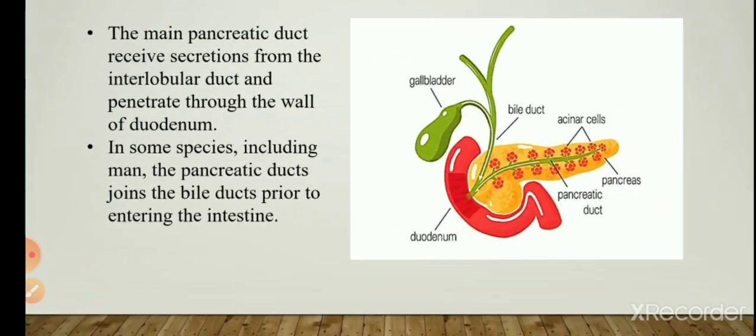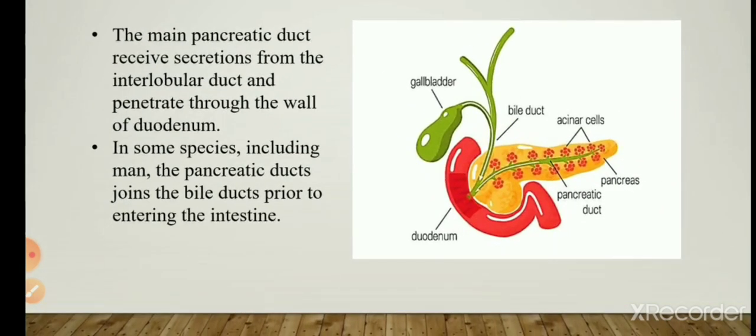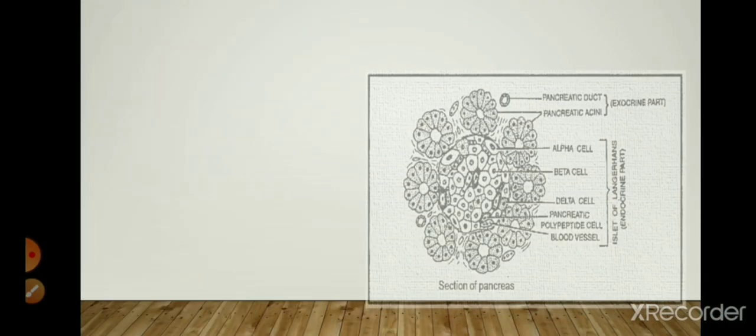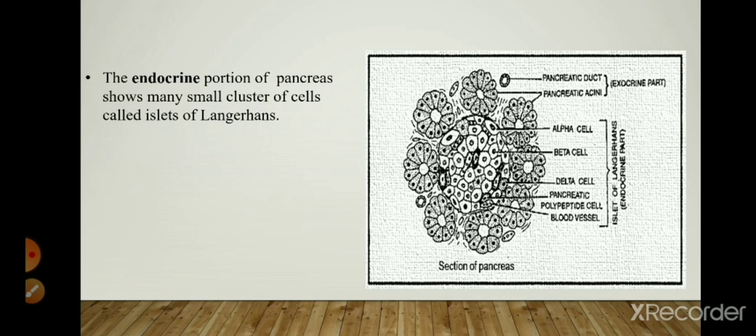As we can see here, presence of bile duct which is connected to the gallbladder. So in some species, also in human, the pancreatic duct joins to the bile duct prior to entering the intestine or duodenum. Next point, that is the endocrine part of pancreas.